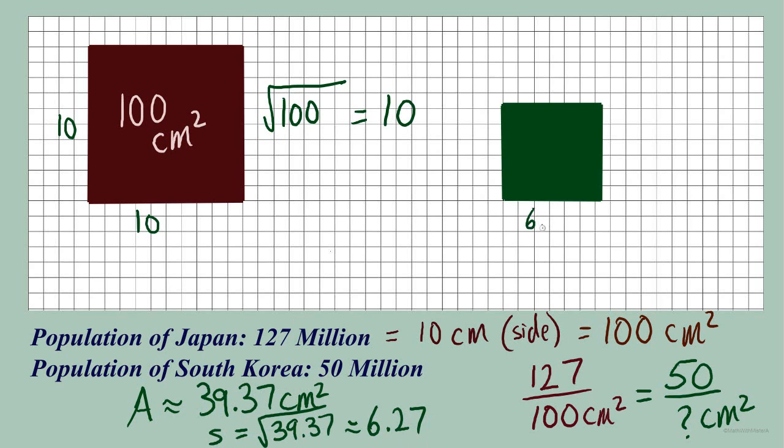And here's a square where each side is about 6.27 centimeters. So the area, when we multiply 6.27 by 6.27, is about 39.37 square centimeters. We've done some rounding here with these square roots. And now we have areas where the area representing the population of Japan is about 2.5 times bigger than the area in this square representing the population of South Korea.